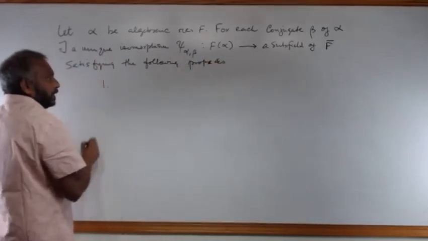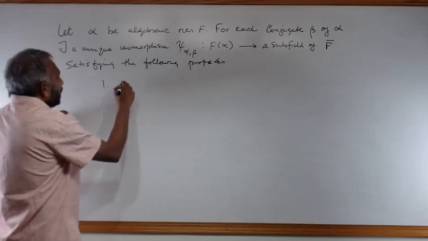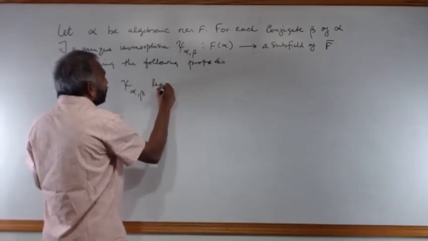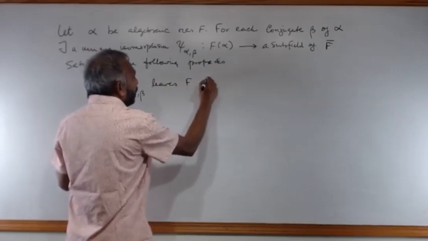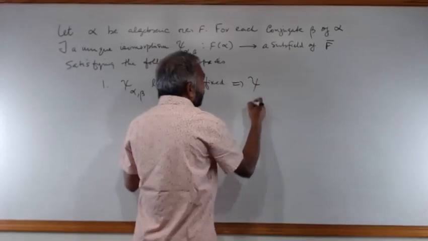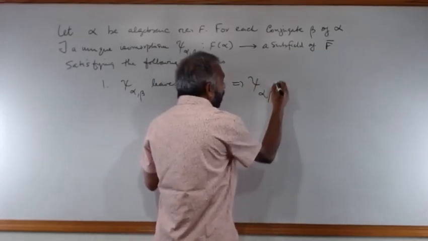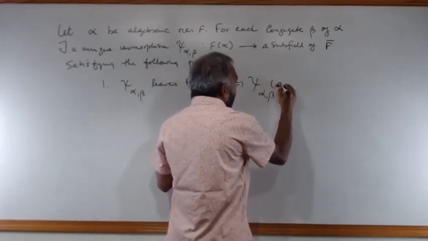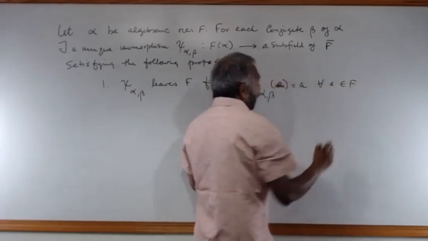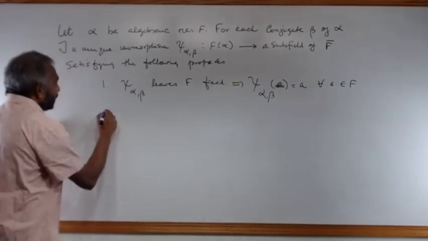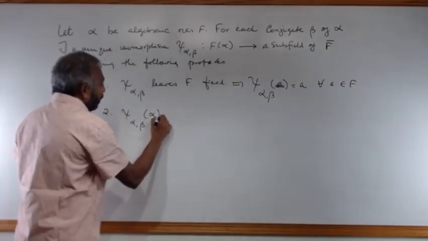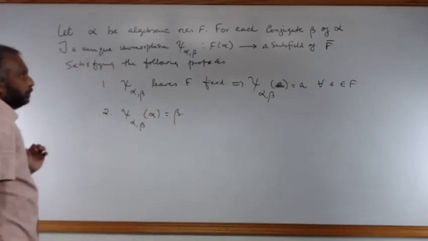The first property is psi alpha beta leaves F fixed, and that implies psi alpha beta of A is equal to A for all A in F. Second property is it is really mapping alpha to beta.